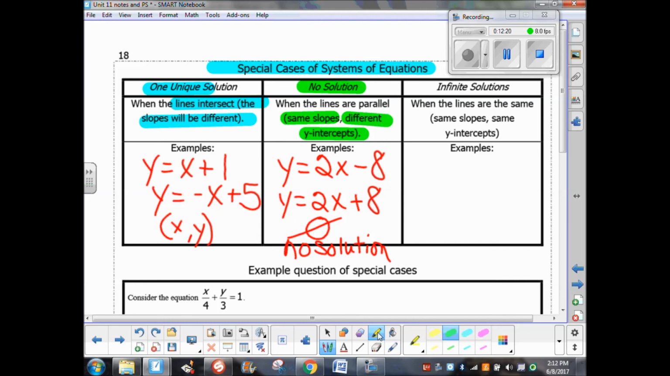Infinite solutions. The last special case. What do the equations look like? It says when the lines have the same slopes and same y-intercept. Somebody give me one. Sure. What's the other one going to be? You got it.